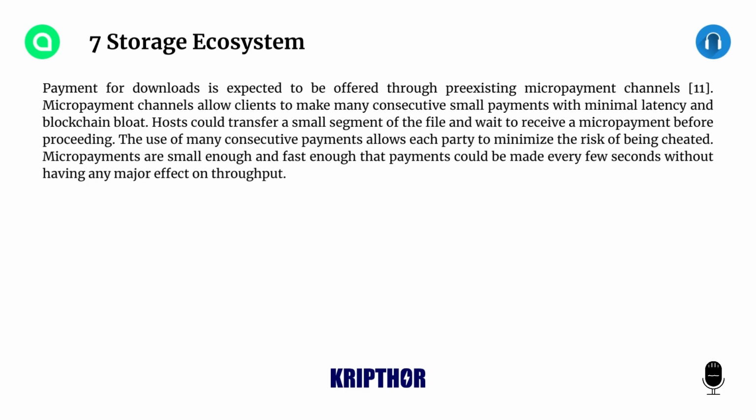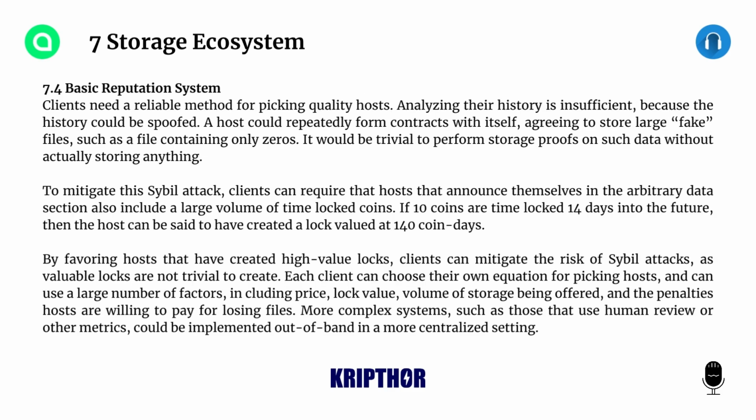Payment for downloads is expected to be offered through pre-existing micropayment channels. Micropayment channels allow clients to make many consecutive small payments with minimal latency and blockchain bloat. Hosts could transfer a small segment of the file and wait to receive a micropayment before proceeding. The use of many consecutive payments allows each party to minimize the risk of being cheated. Micropayments are small enough and fast enough that payments could be made every few seconds without having any major effect on throughput. 7.4 Basic Reputation System.